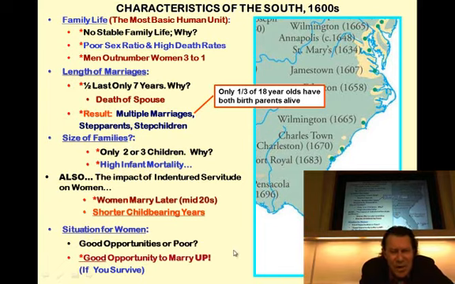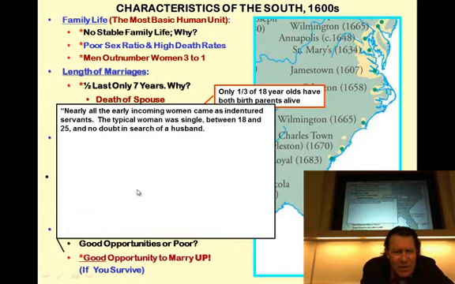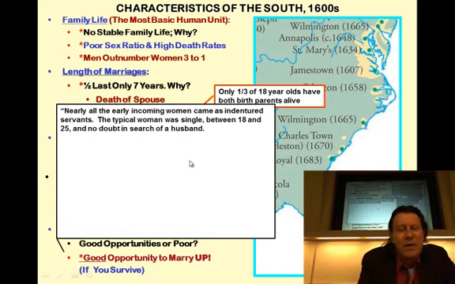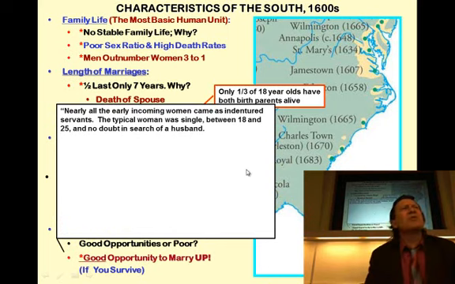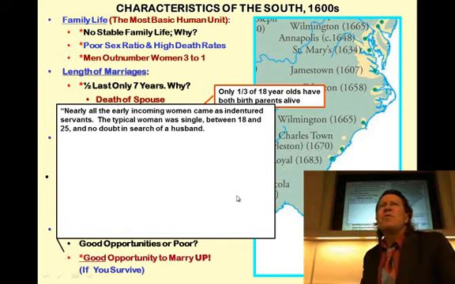Now, just make a quick point about how difficult the situation was for women. This is a quote from a source I use. Nearly all the early incoming women came as indentured servants. Typical age was between 18 and 25. Yeah, of course they're coming single. They have to if they're an indentured servant. She's in search of a husband because that's what was the socially acceptable way to move upward.